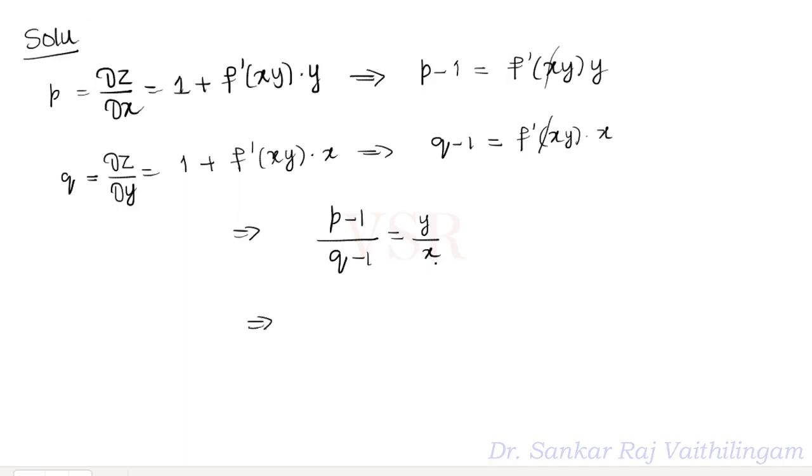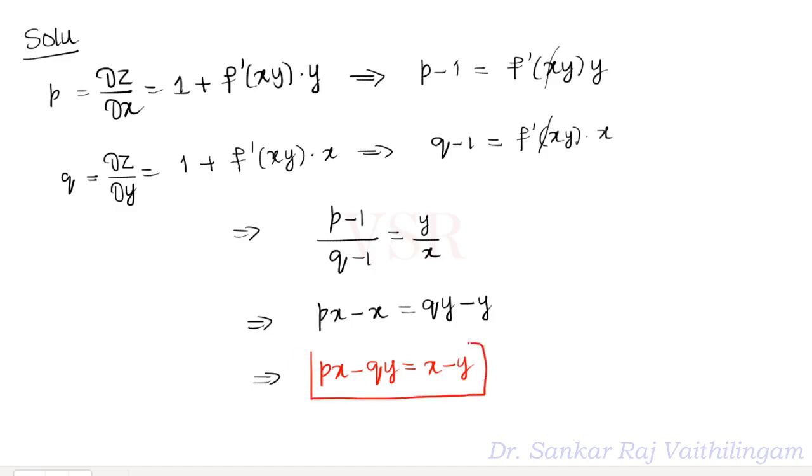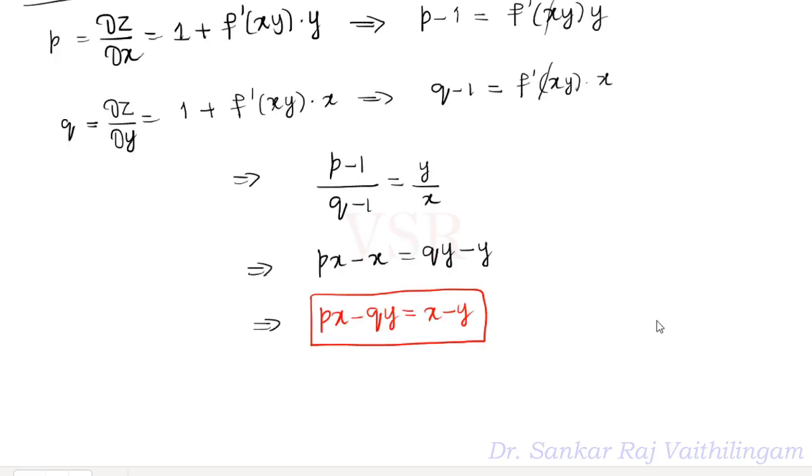அப்போ this implies that cross multiply பண்ணலாம். px minus x which is equal to qy minus y. Which implies that இது கொஞ்சம் அழகா எழுதிக்கலாம். எப்படி வேணாலும் எழுதிக்கலாம். இதை அங்க கொண்டு வந்துருங்க. So we'll have this is px minus qy which is equal to x minus y. So this is the solution. Okay. So next problem, the sixth problem.